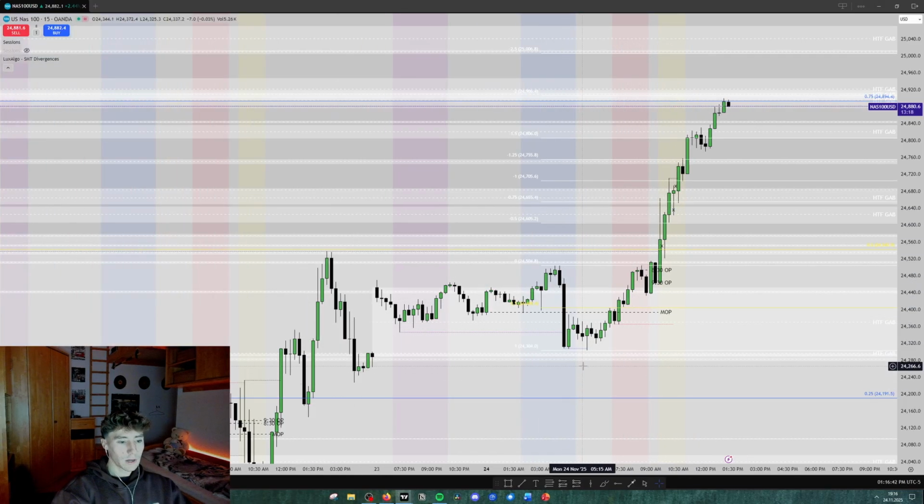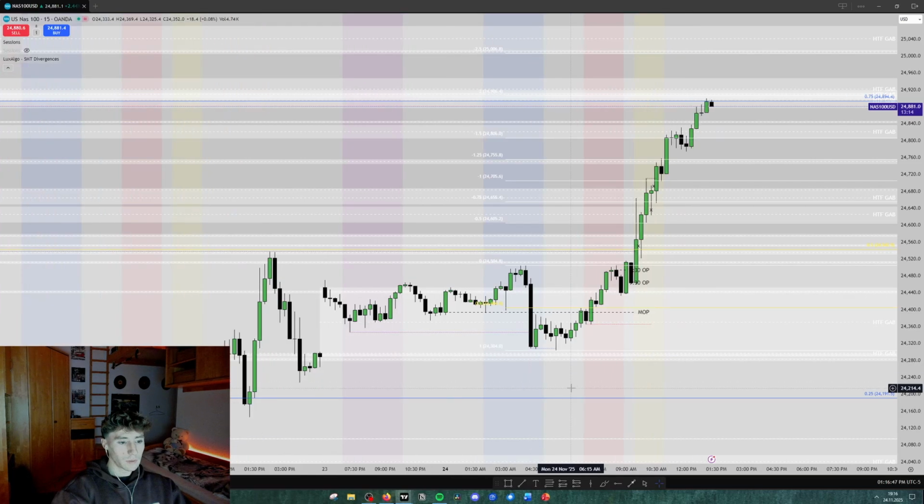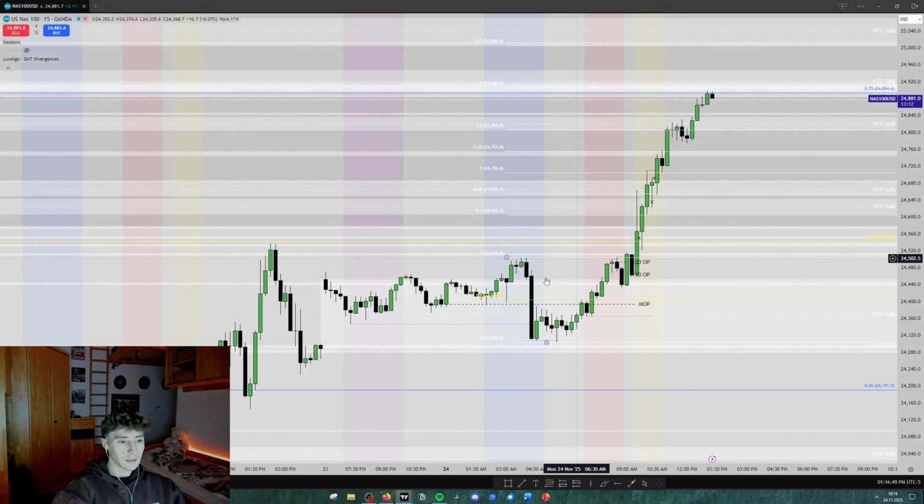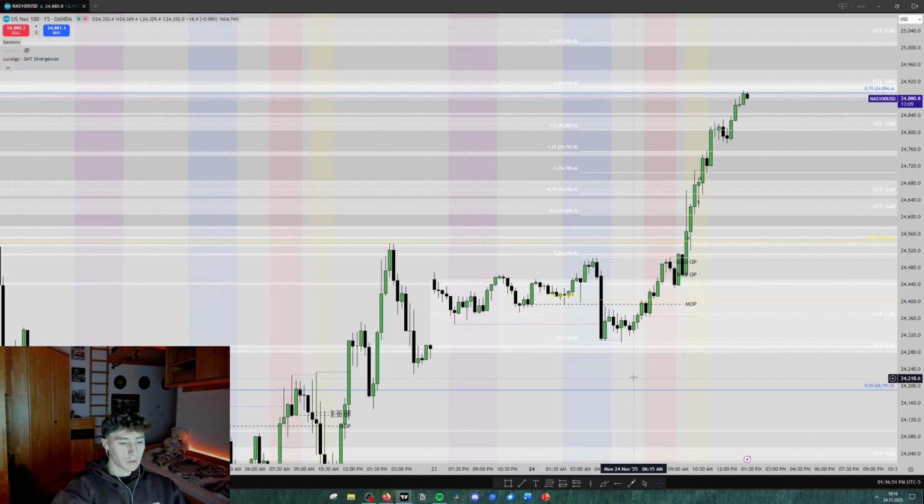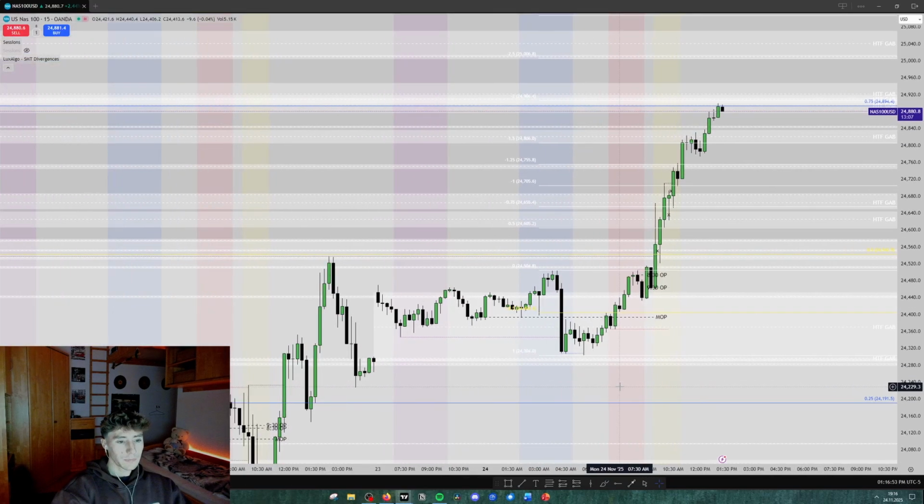So because we are in bullish conditions, we expect that we will basically expand to the upside, and that trading to the downside is only a retracement.